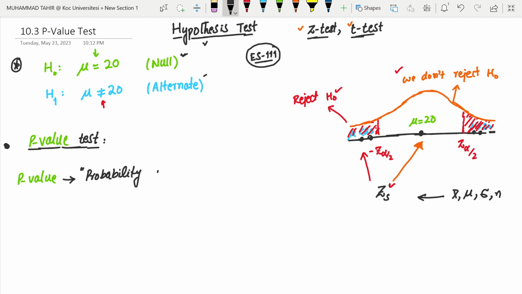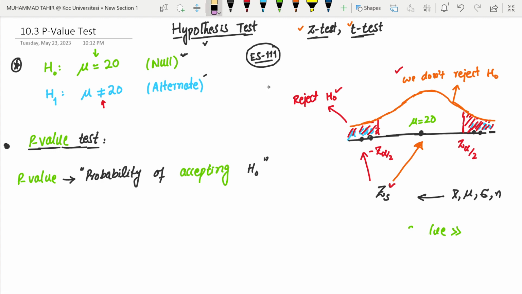of accepting null hypothesis H0. So p-value tells you the probability that you are going to accept H0. So if p-value is large, there is a good chance that you are going to accept H0.